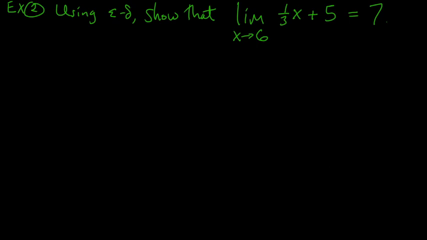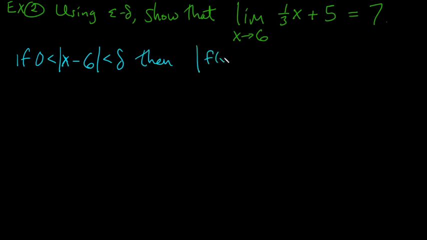Okay, so let's see. What we want to show is, if x is within a distance of delta from 6, that's our A here, but not equal to 6, then we want to guarantee that our f of x minus L is within epsilon.